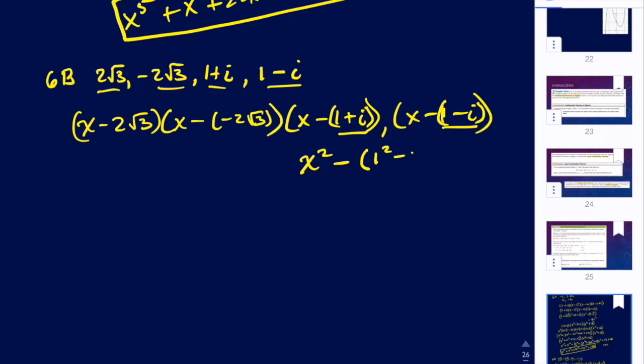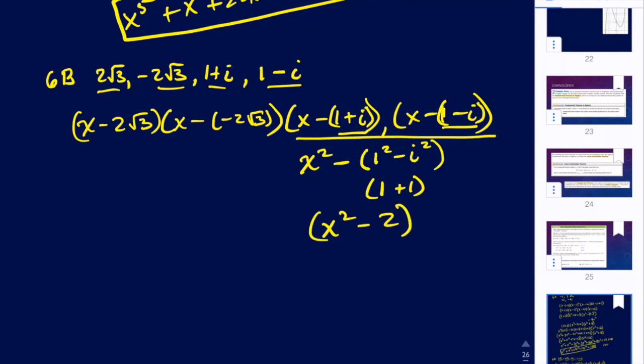1 squared minus i squared. So 1 squared is just 1, and i squared is negative 1, but it's minus i squared, so it's plus 1. And so it ends up being 2. And so we got x squared minus 2 is what this whole thing boils down to. All right, so there's that. And this guy, by the way, is also a difference of squares, so we can say x squared minus 2 root 3 squared is what that ends up being. And so this ends up being x squared minus 4 times 3, which is 12.